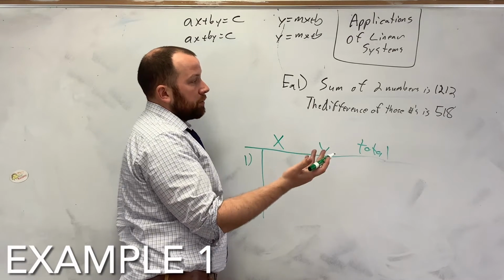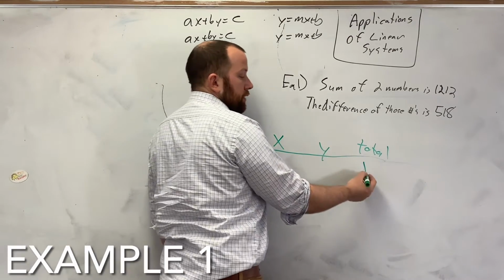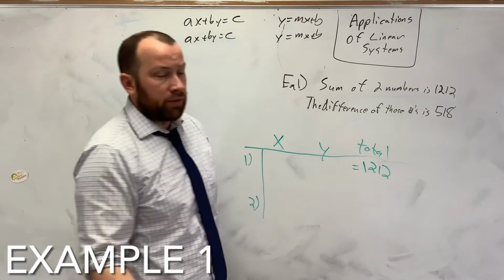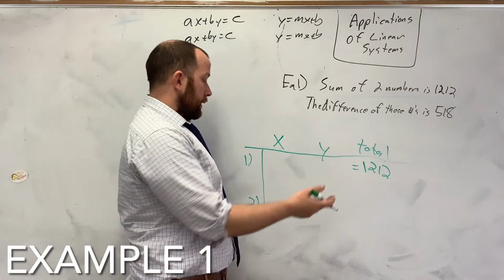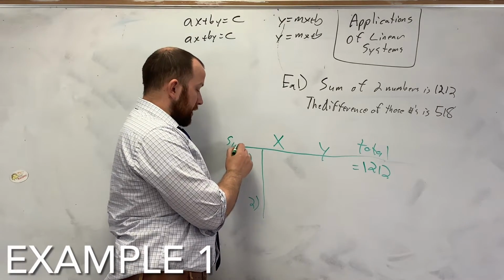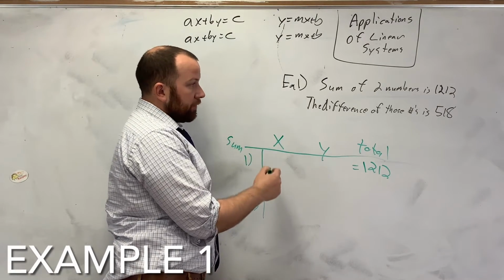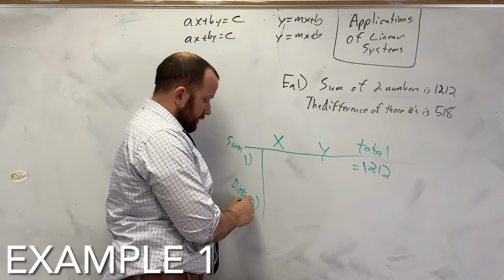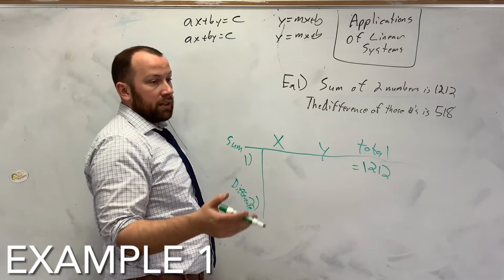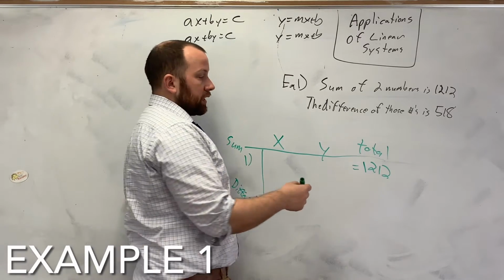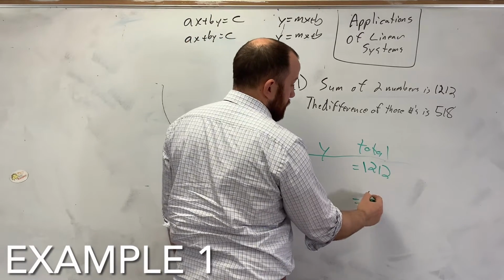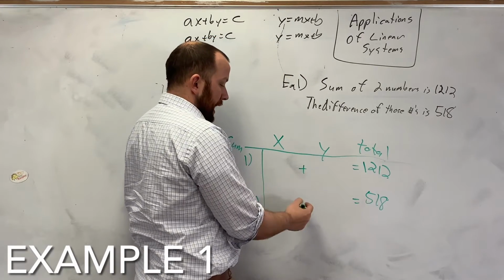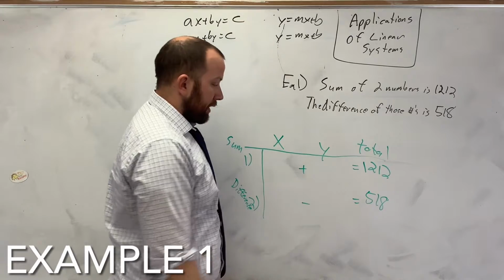So the sum of two numbers is 1212. So I have one of my totals is 1212. I try to look for my totals first to see what I'm looking for. So in this case, I can call this one the sum. All right, the difference of those numbers, I can call my second scenario the difference. Now a lot of times you'll have names like Jack, Jill, stuff like that. So the difference of these numbers is 518. So when I'm talking about sum, I'm talking about adding, difference, subtracting.